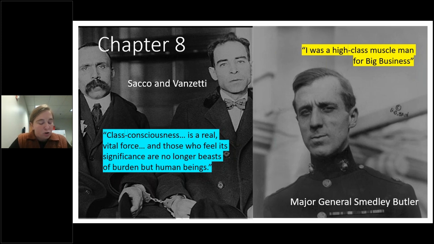Chapter 8 also described that transition that Noah talked about of U.S. capital from outright political control of foreign nations to dollar control, or U.S. imperialism. It introduced the Major General Smedley Butler, who's pictured here on the right, who infamously stated, "I was a high-class muscle man for big business. I was a racketeer for capitalism." And lastly, this chapter described the formation of the American Negro Labor Council in 1925, who fought against anti-Black racism within the labor movement.